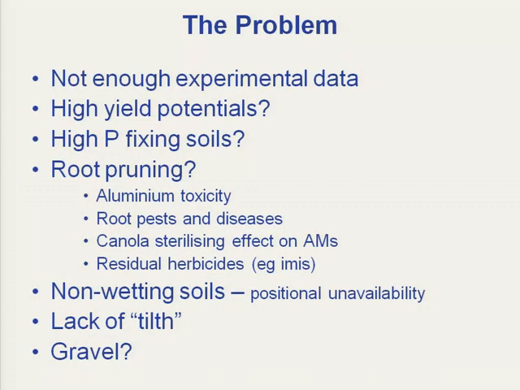The residual herbicides that go along with canola prune roots. The point about root pruning is that you can have very high chemical availabilities in the soil, but if the roots can't get to it, you might as well go home. You get very big responses to applied fertiliser. It negates soil test critical levels that you do under normal conditions. So there's a whole list of things.